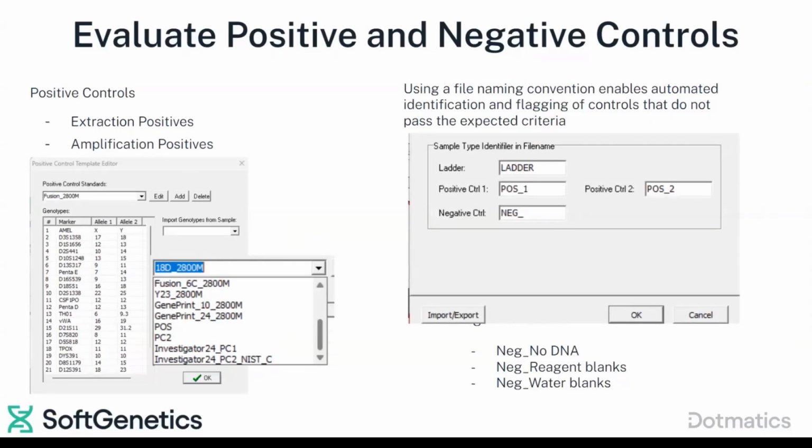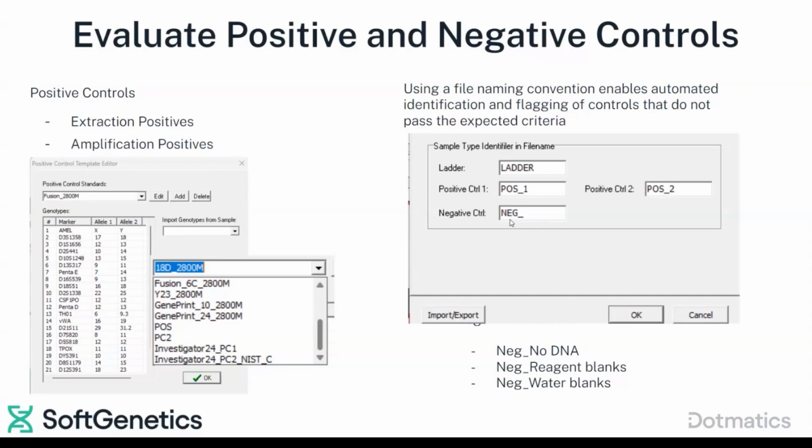But many labs will have extraction positives, and those will vary from lab to lab or from time to time within the same lab. And so there is the ability in GeneMarker software to have 2 different positive control genotypes. So this software, when it does a control concordance, is going to look for the genotype associated with positive 1 and the genotype associated with positive 2.